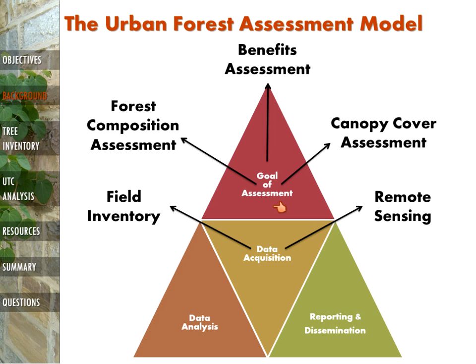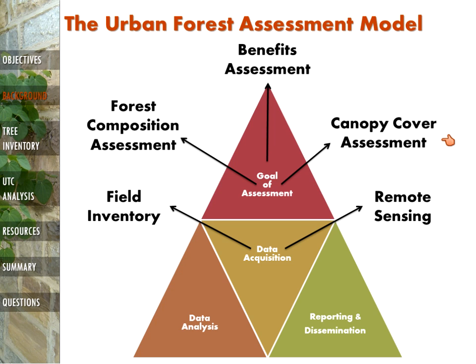But the way that we generally break these down is first trying to understand the composition of the forest. So how many trees there are, what is their species diversity, what is their size distribution, what is their condition, and so forth. Benefits assessment is understanding the ecosystem services, the structural value, and the associated costs of the forest resource. And then finally, canopy cover assessment.